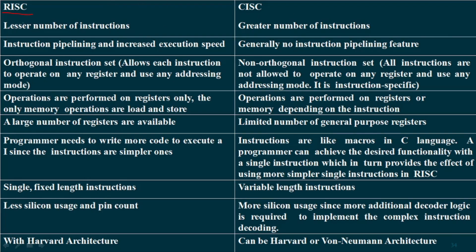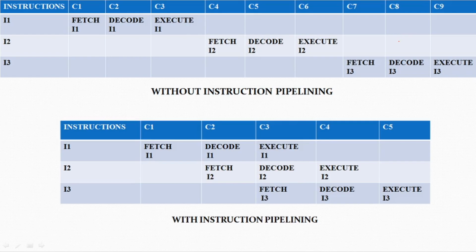Next is the topic of instruction pipelining. RISC has instruction pipelining, and CISC generally doesn't have the instruction pipelining feature. So what do we mean by instruction pipelining? Let me explain the very basic concept of pipelining. If pipelining is not there, let's consider the case of CISC. What happens?